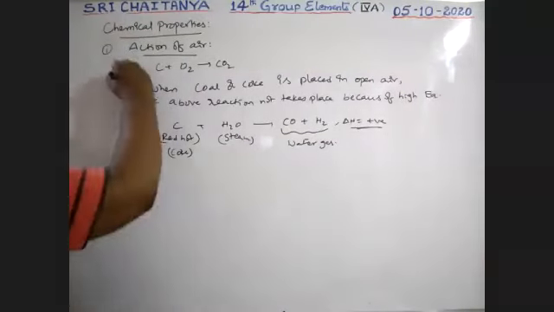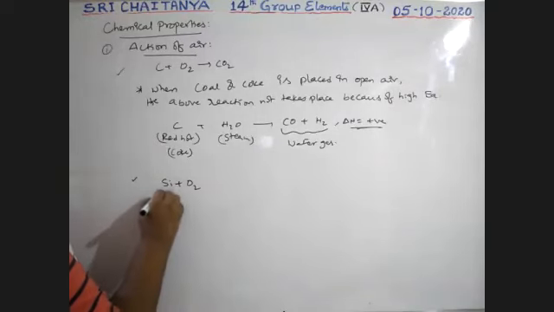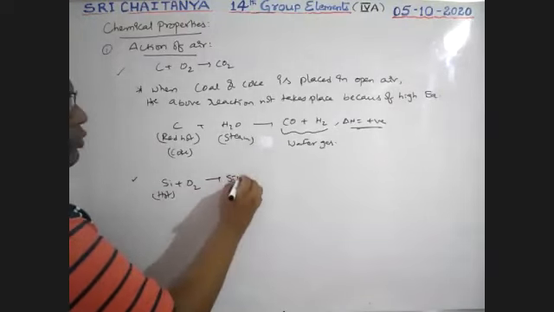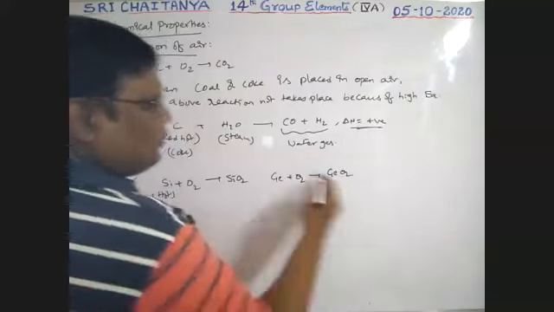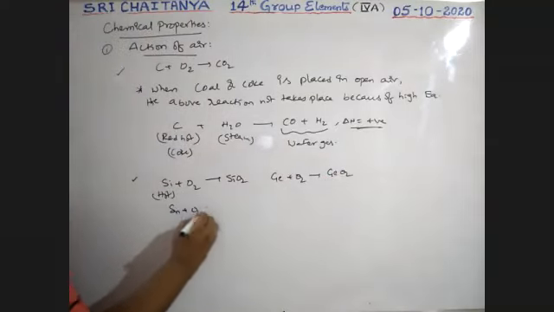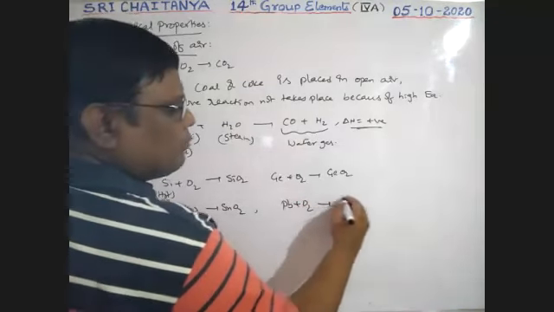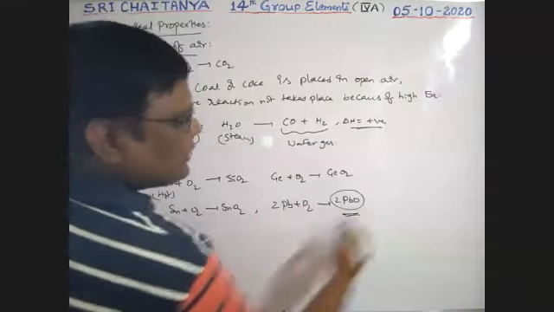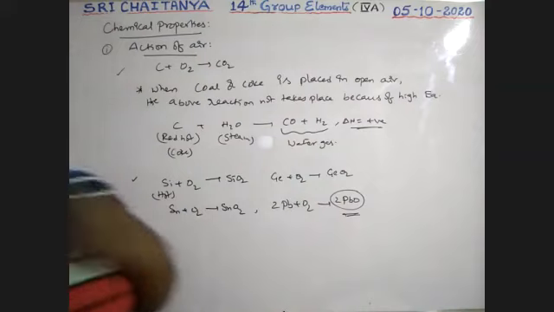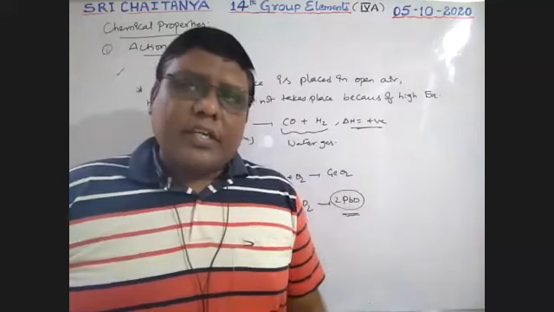Next, when silicon reacts with oxygen, it is also in hot condition. That gives SiO2. Germanium reacts with oxygen and gives GeO2. Tin, Sn plus O2, gives SnO2. Lead plus O2 gives PbO, not dioxide. It is monoxide, because for lead the +2 state is stable and not +4. So lead oxide is formed, not lead dioxide.